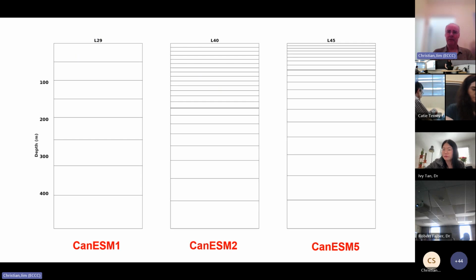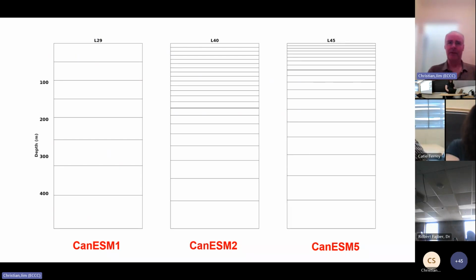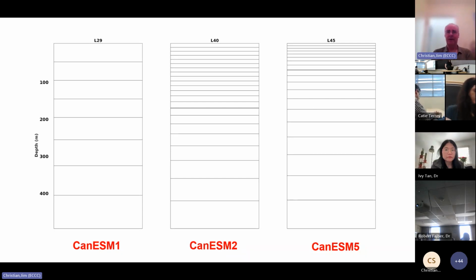So I'll jump ahead one slide and just show you the difference in vertical resolution, right? So you see the L29, CanESM 1 had 29 vertical levels, and you can see the resolution is very coarse. I'm only showing the upper 500 meters here. So in CanESM 2, we went to 40 levels, and you can see most of those additional 11 levels were in the upper couple hundred meters. So this is really good from a biogeochemistry point of view and from an air-sea interactions point of view. And CanESM 5 is quite similar. It has 45 levels rather than 40, but it's not a dramatic departure. CanESM 6 will have even higher vertical resolution.